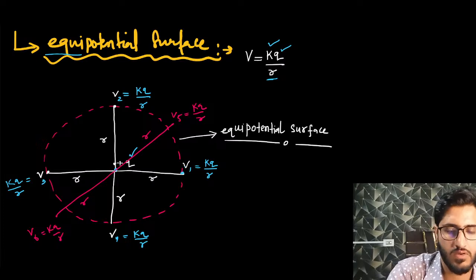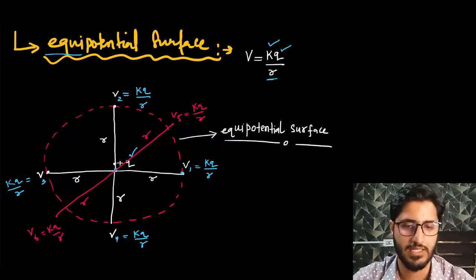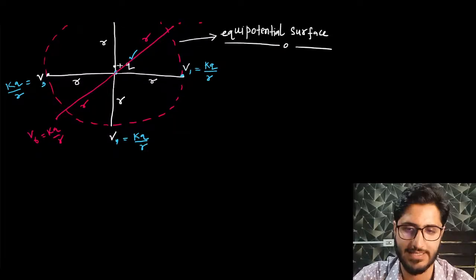Easy. Okay, so let's take a second example. If we have a line charge, an infinite line charge, we know it, infinite line charge.